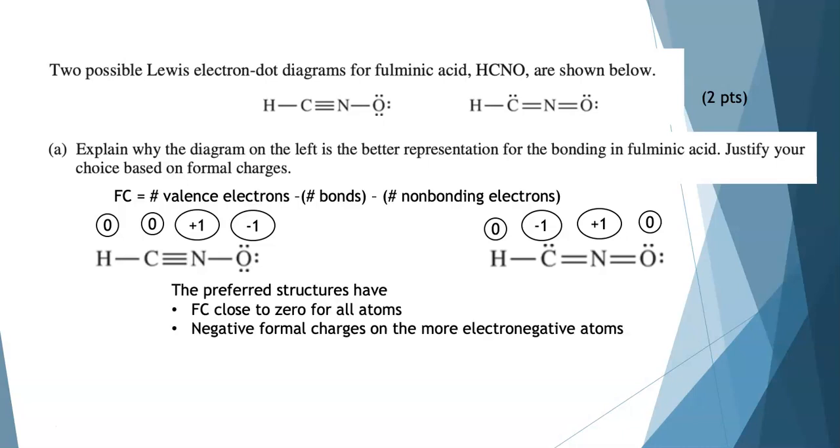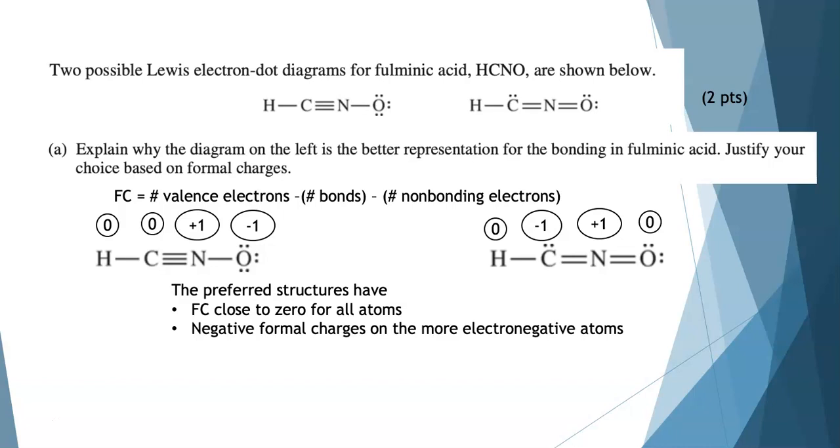All right, so when we're doing formal charge based evaluations of molecules, we look for 2 things. One, we look for formal charges as close to 0 as possible for all the atoms. Closer to 0 is better than values farther away from 0. Both molecules have formal charges of 0 and 0 and +1 and -1. So that really doesn't help us distinguish between them. But the second criteria is really helpful.